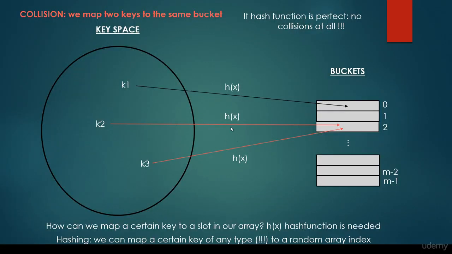In theory, this hash function is perfect, which means that it's going to assign different array slots to different keys. But usually, the hash function is not perfect, so it may happen that it's going to map two keys to the same array slot. As you can see, K2 is mapped to the array with index 2, and K3 is mapped to the same array slot.